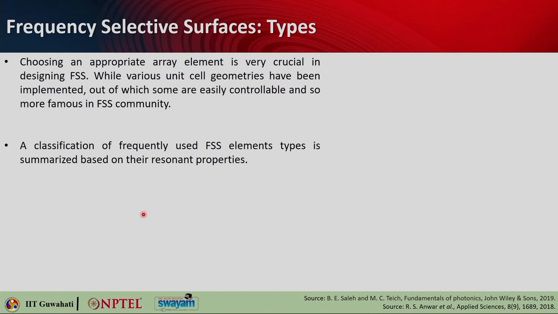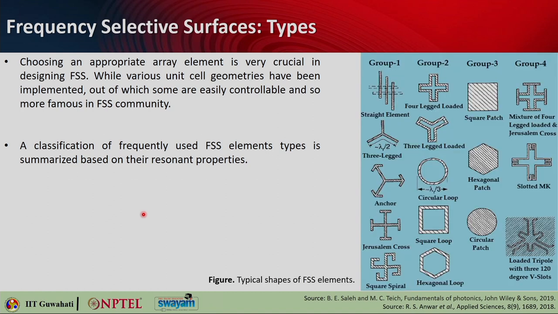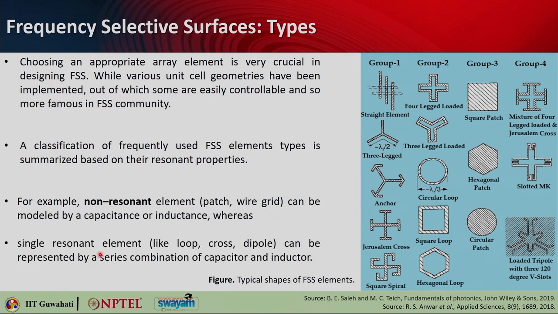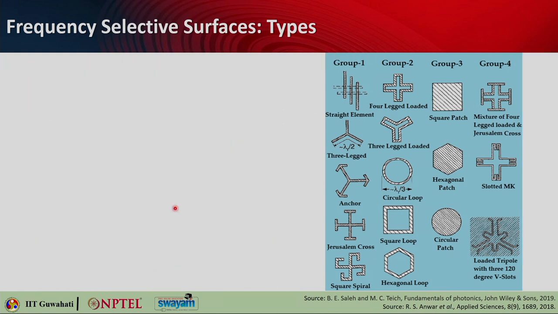Different types of unit cell geometries have been implemented, which are very common to the FSS community. So let us classify this. You can classify them based on their resonant properties, okay. You can see that there are some elements which are non-resonant, like patch and wire grid, where you only have either capacitance or inductance, or you can have a single resonator element, something like a loop or a cross or a dipole, which can be modeled as a series combination of inductor and capacitor. So this will be a resonating element and these are non-resonating elements.